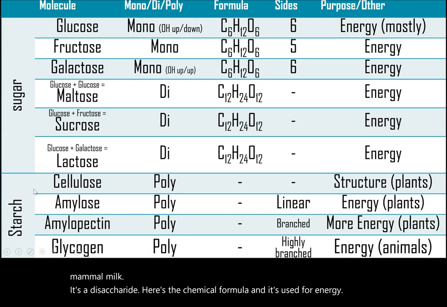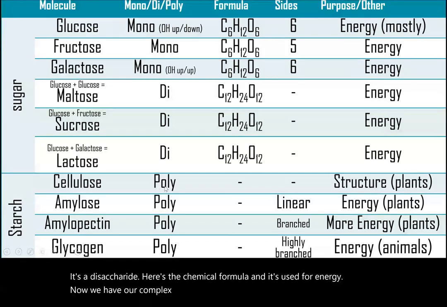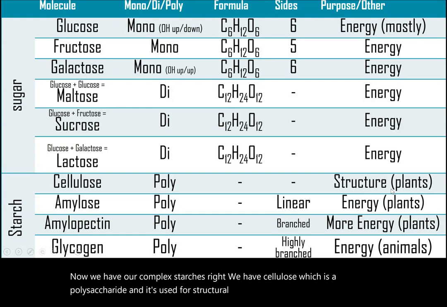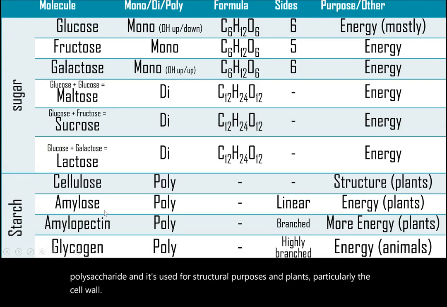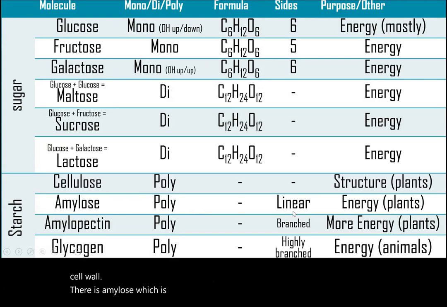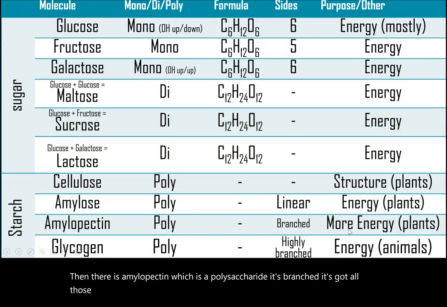Now we have our complex starches, right? We have cellulose, which is a polysaccharide, and it's used for structural purposes in plants, particularly the cell wall. There's amylose, which is a polysaccharide. It's linear, right? It's a long chain of glucose monomers, and its purpose is energy storage in plants. Then there's amylopectin, which is a polysaccharide. It's branched. It's got all those branches. It stores more energy than amylose, and it's used in plants.